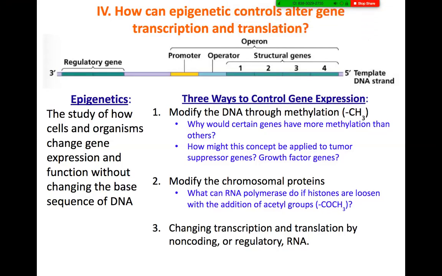The definition for epigenetics is the study of how cells and organisms change gene expression and function without changing the base sequence of DNA. There are three different ways on the molecular level in which we can alter gene expression. One of the first methods is to modify DNA through the methylation process.